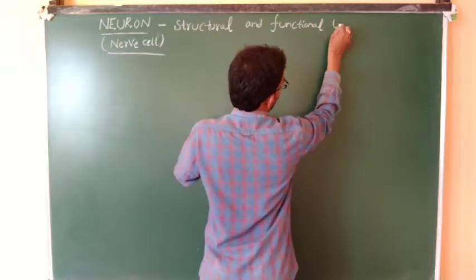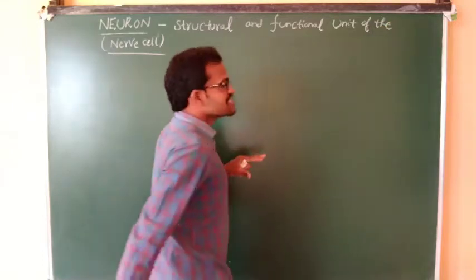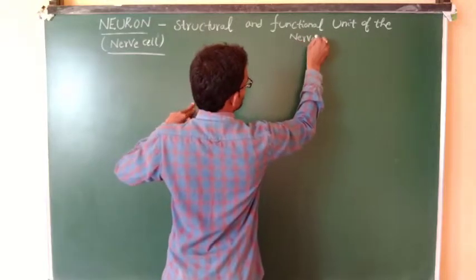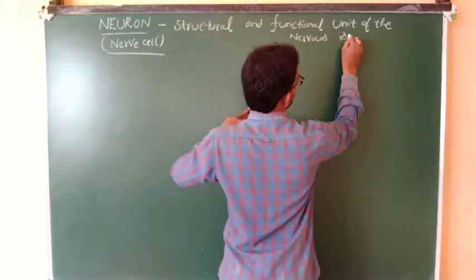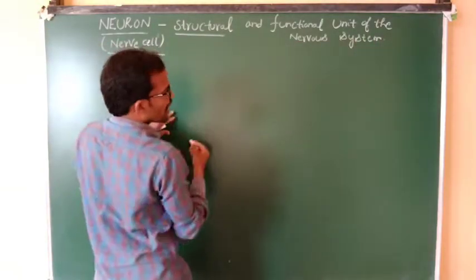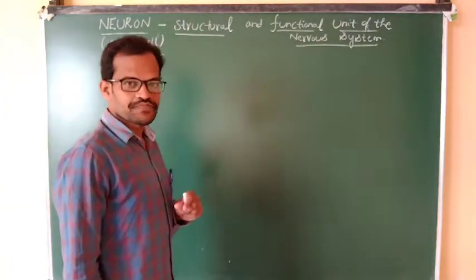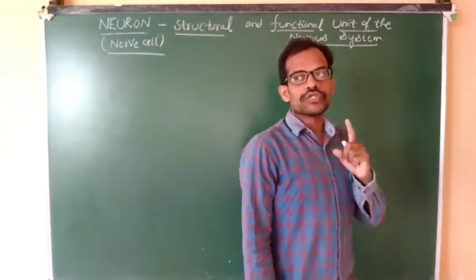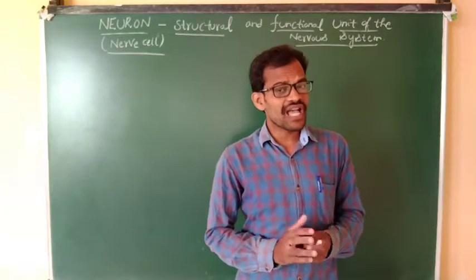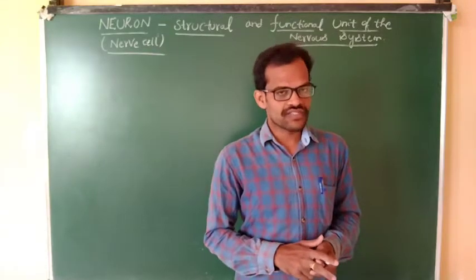It is the structural and functional unit of the nervous system. If you observe the lungs, what is the structural and functional unit? Alveoli. If you observe the kidneys, the nephron.